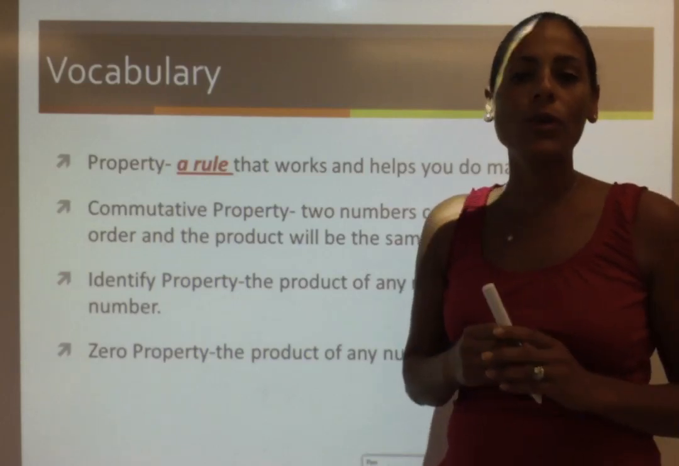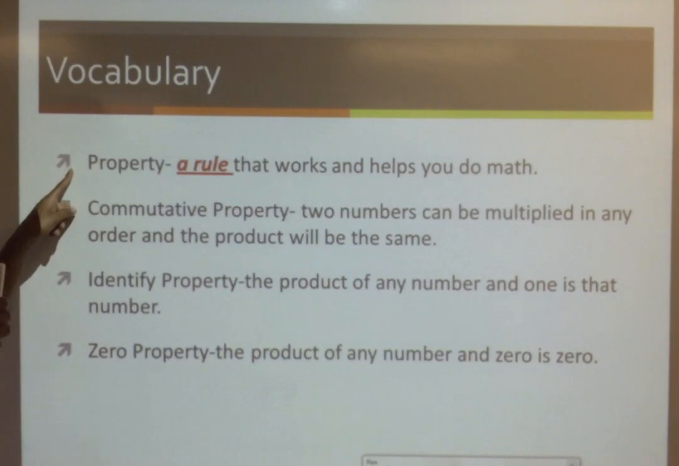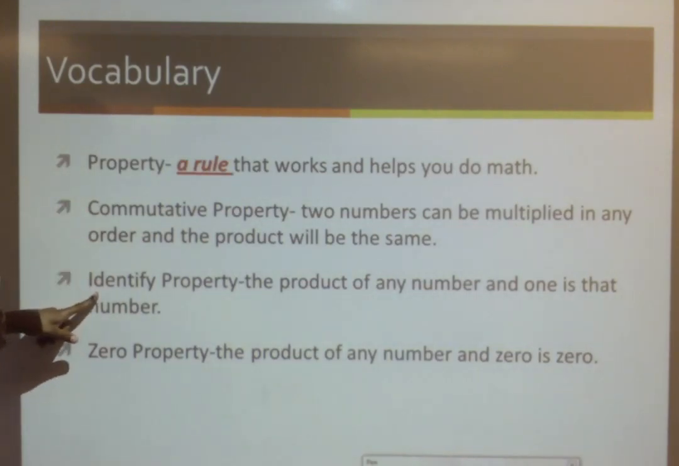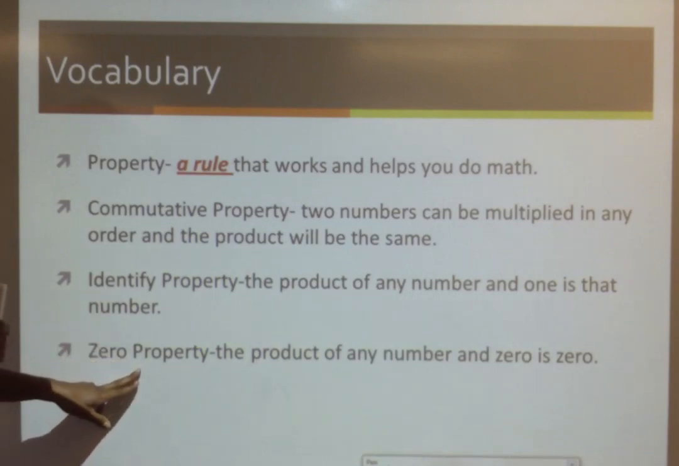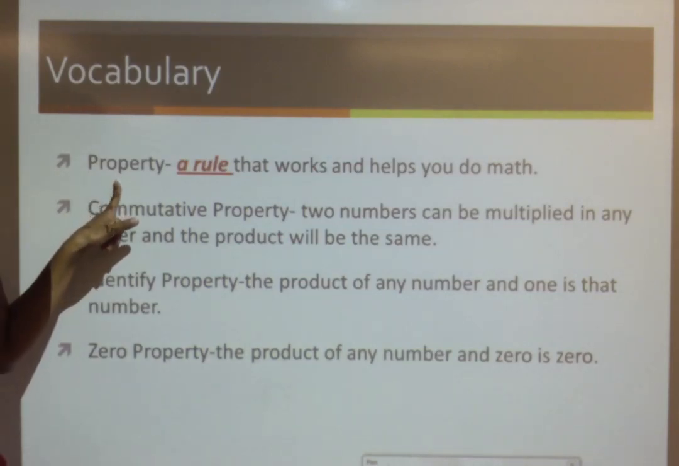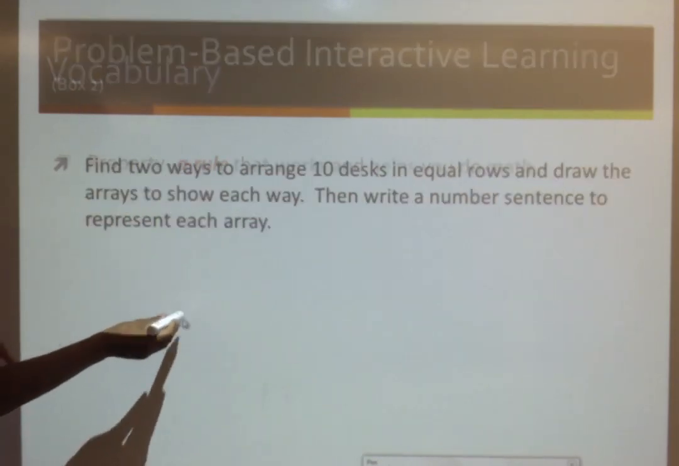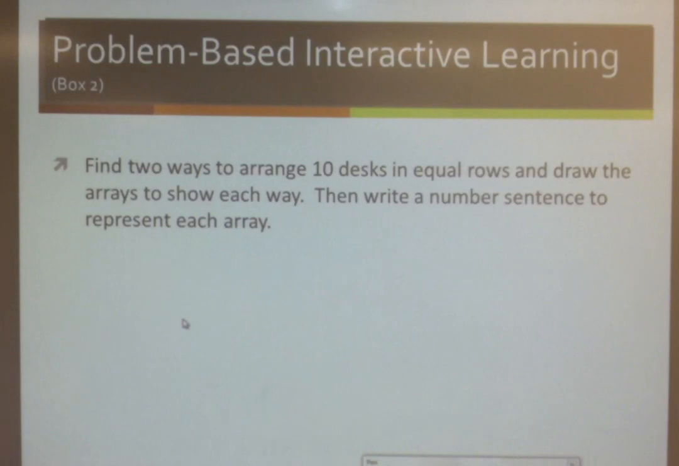The vocabulary for this lesson are the following: property, commutative property, identity property, and zero property. You will need to know all three properties for this lesson. Also note that a property is a rule that works and helps you to do math. So let's begin with interactive learning.